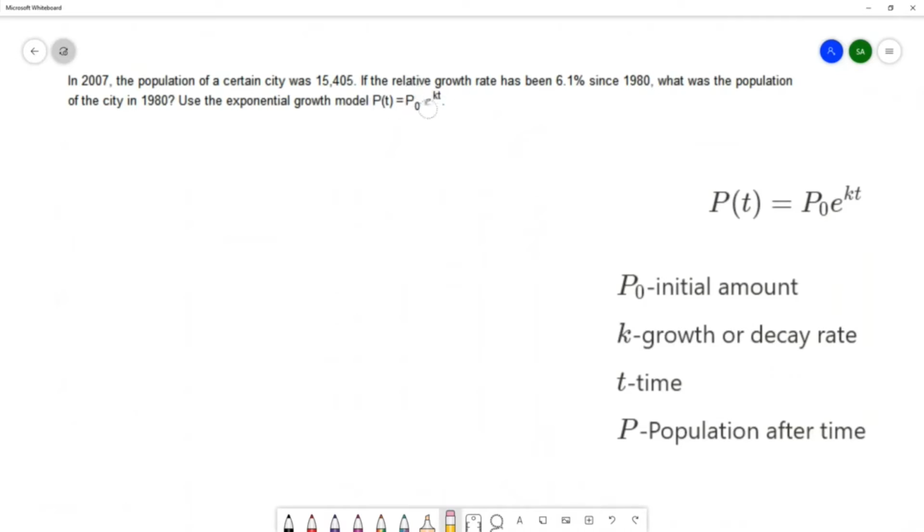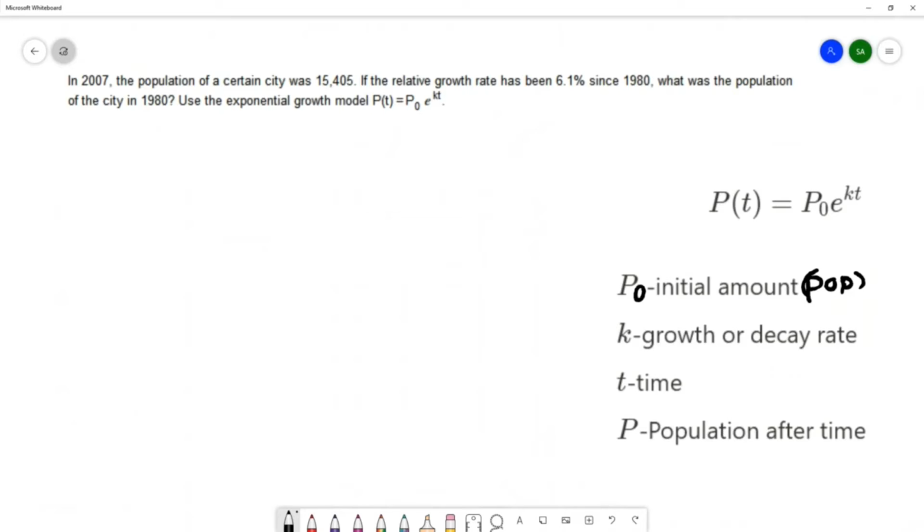So this is the exponential growth model, which we have written down over here. P of t equals P naught e to the kt. Let's take a moment to explore the different variables. P naught is the initial amount, the initial population. This P naught has a 0 here. That's what I'm calling the naught.